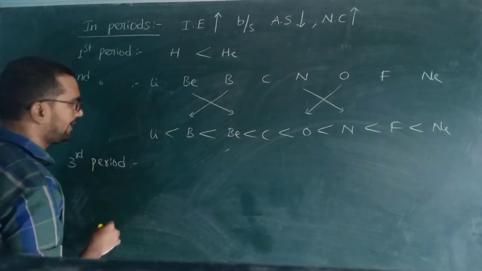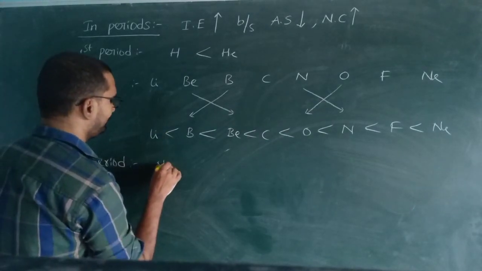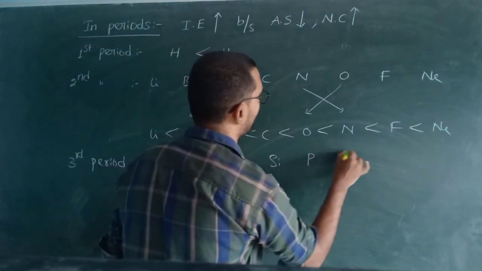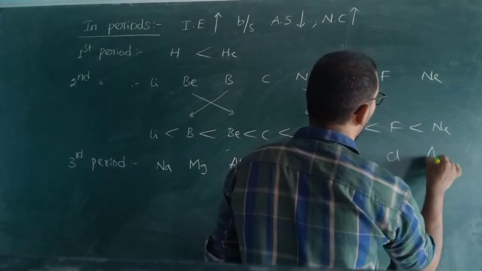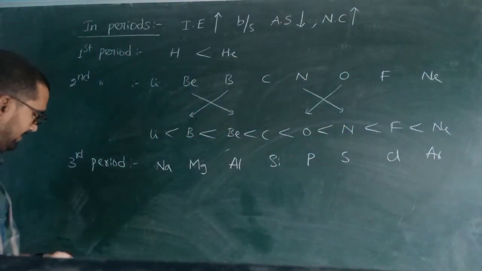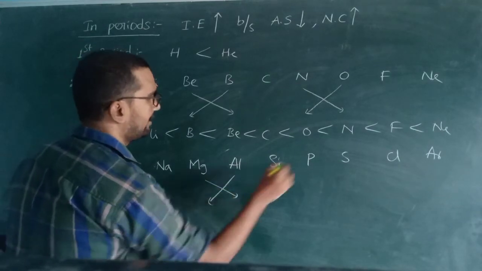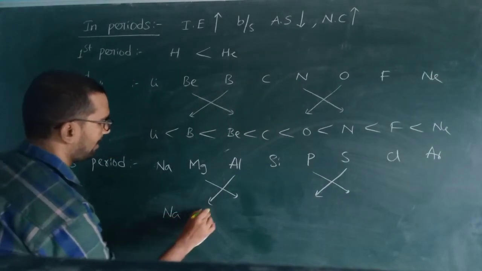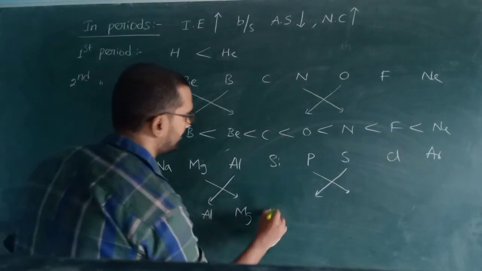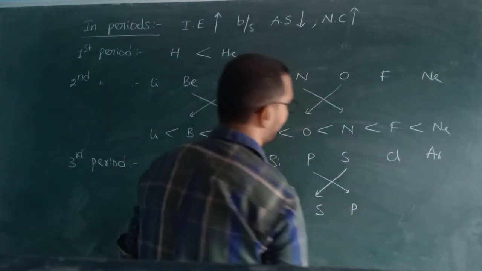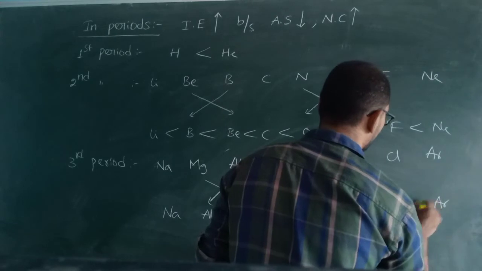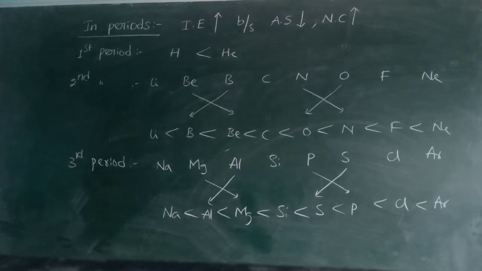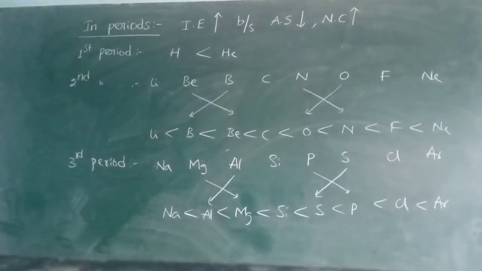Similarly, the third period is also the same kind. What is the third period? Sodium, magnesium, aluminium, silicon, phosphorus, sulfur, chlorine, argon. Here magnesium is stable, and phosphorus is stable. Argon, no problem. So the order is sodium, aluminium, magnesium, silicon, sulfur, phosphorus, chlorine, argon. The same order applies for the fourth period also. Yes, the explanation in periods is completed.